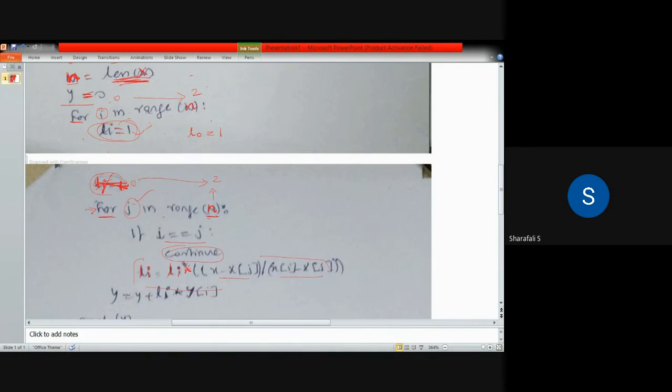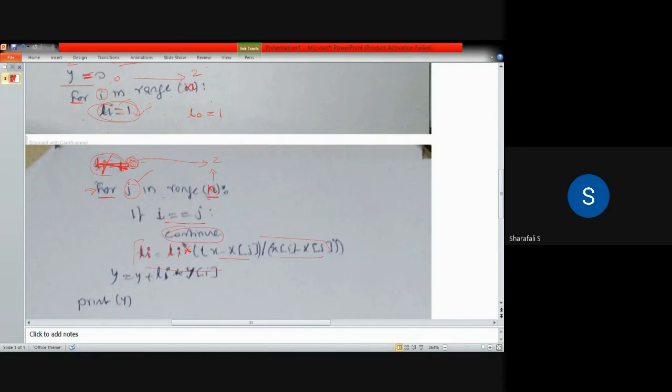Then I will go to the inner for loop. For j in range n, which means j is also varying from 0 to 2. So I am considering j as 0 here, and I check the condition, if i is equivalent to j. I know this is 0 and this is 0, so the condition is satisfied, and I go to continue. Continue means we do not have to run the remaining steps in this loop. It goes to the for loop again, and j will be incremented.